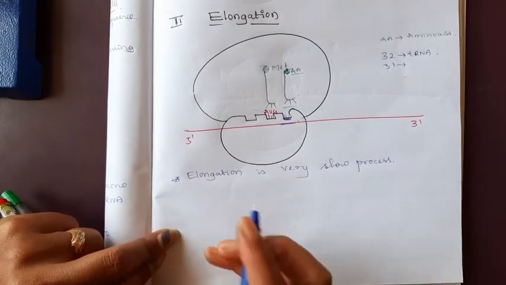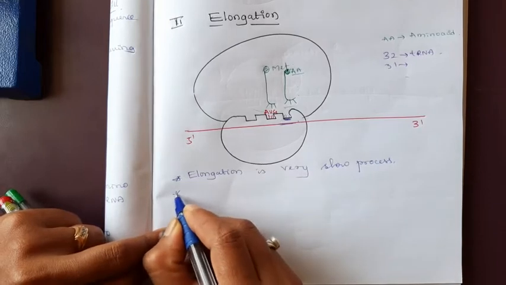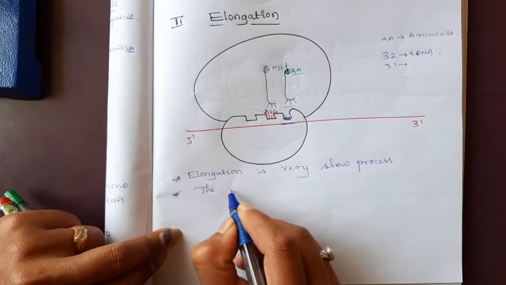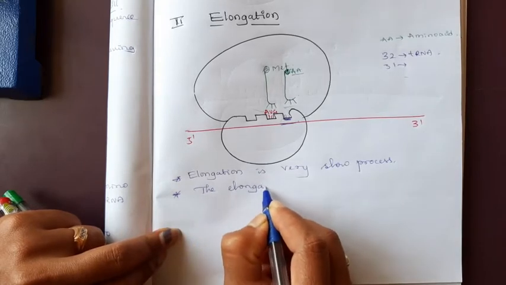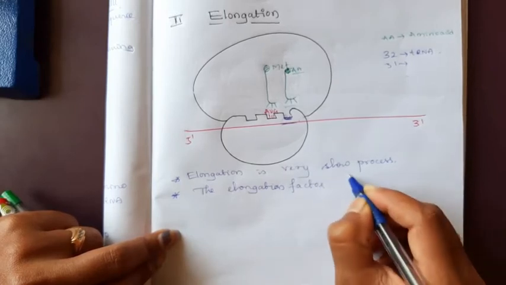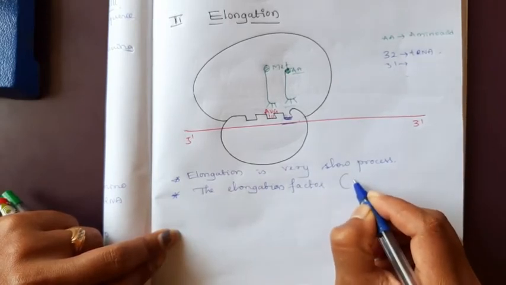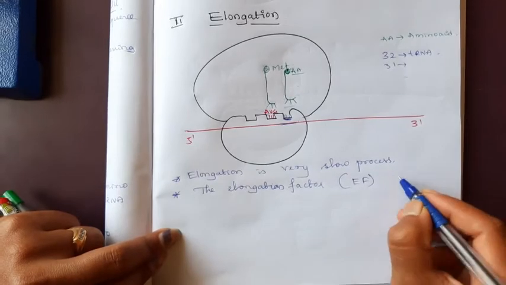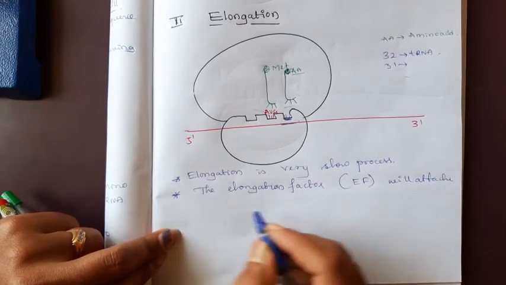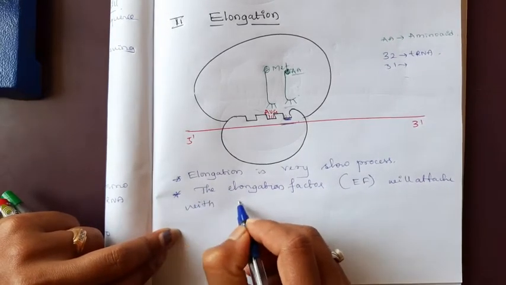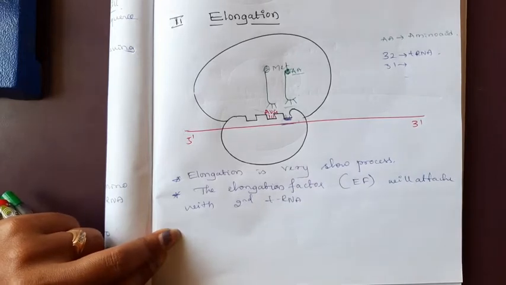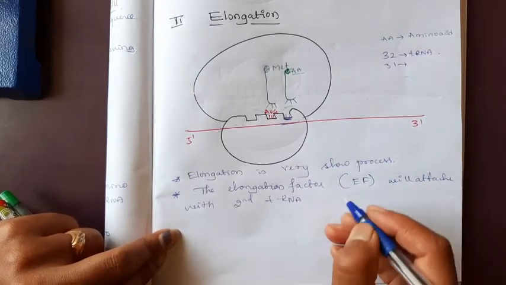Okay, then the elongation factors will attach to the second tRNA. The elongation factor, in the sense EF, elongation factor, attaches with the second tRNA, and that tRNA comes and binds with the A site.